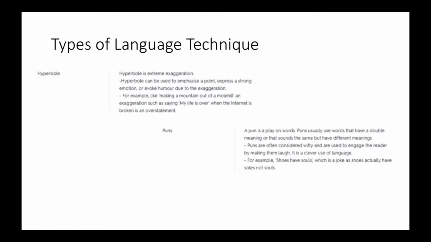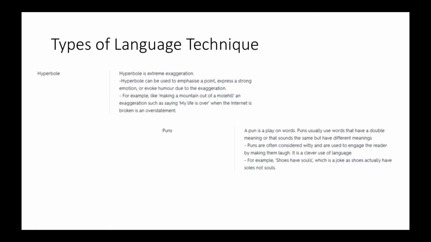Okay, so hyperbole, which is the top one. Hyperbole is like extreme exaggeration, like "my life is over", or "I'm going to die if I don't get that book or that phone", or anything like that, or making a mountain out of a molehill. So a hyperbole is just an exaggeration.